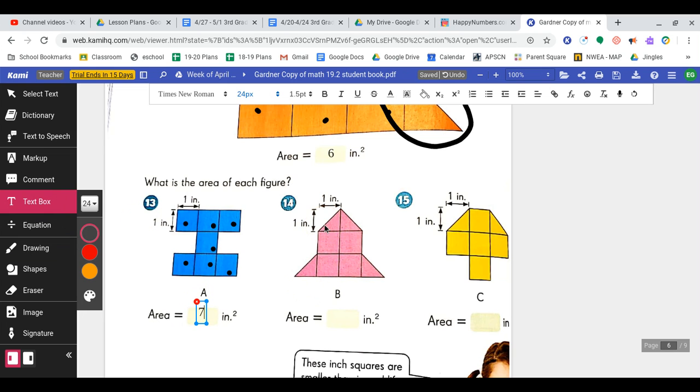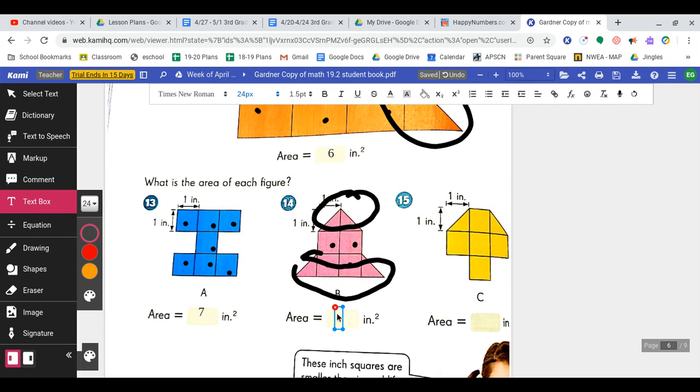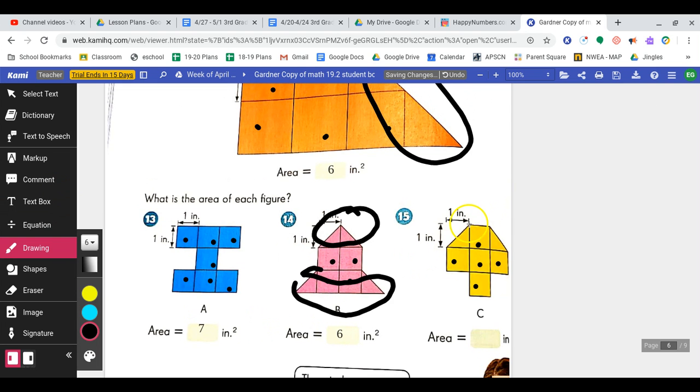Let's count up this one. 1, 2, 3, 4, plus these 2 equal 1 whole, and these 2 equal 1 whole. So it's 4 plus 2, which equals 6. And on to this one, we have 1, 2, 3, 4, 5, plus 2 halves that equal 1 whole. So the answer is 5 plus 1 equals 6.